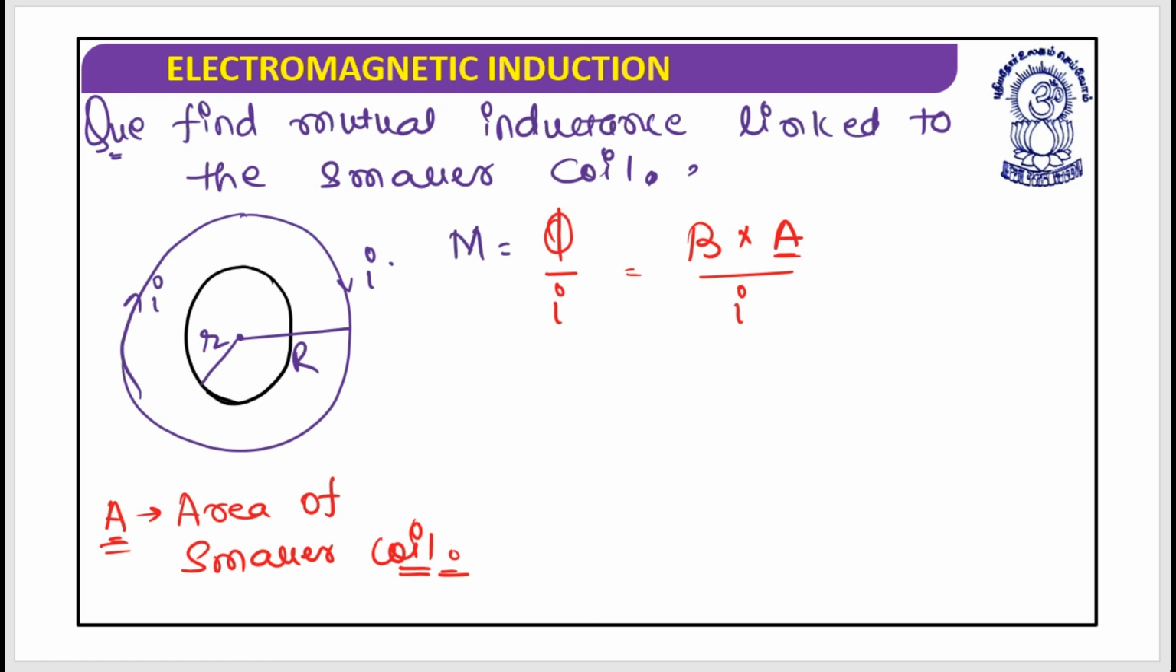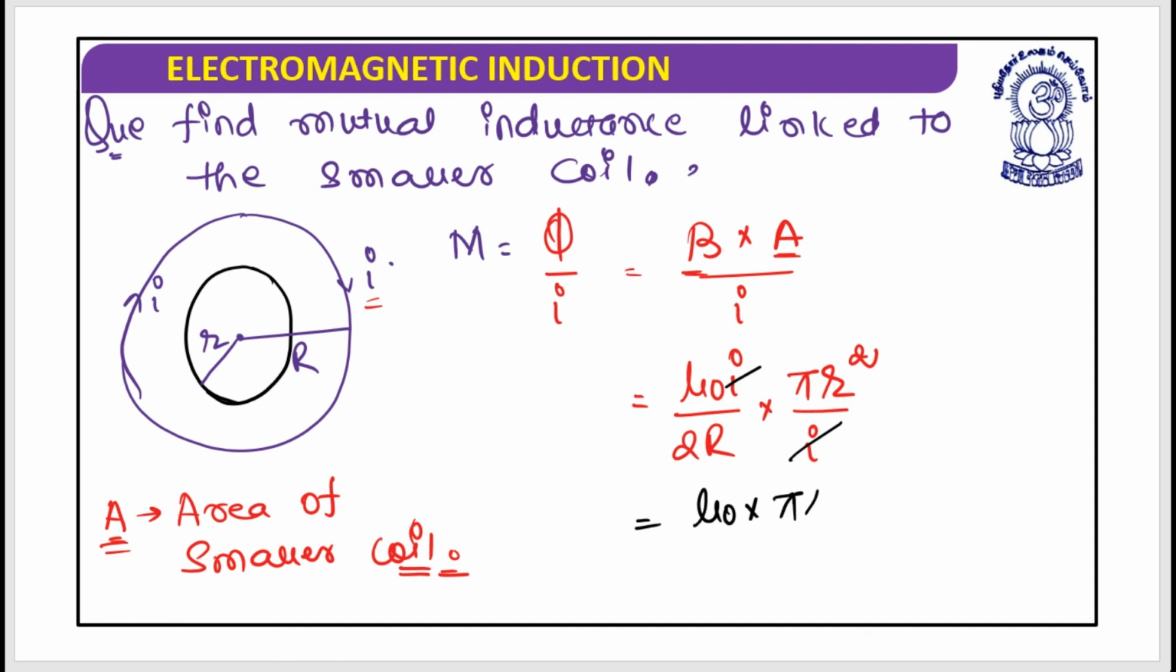Have you? Correct. So now let's write down the magnetic field due to this. This is equal to mu naught I by 2R, that we have learned in the moving charge and magnetism unit number 4. This is equal to mu naught I by 2R multiplied by area, that is pi r square, divided by I. So this I and I have gone, and this is equal to mu naught into pi r square divided by 2R. This is mutual inductance M in Henry. I hope this is clear.